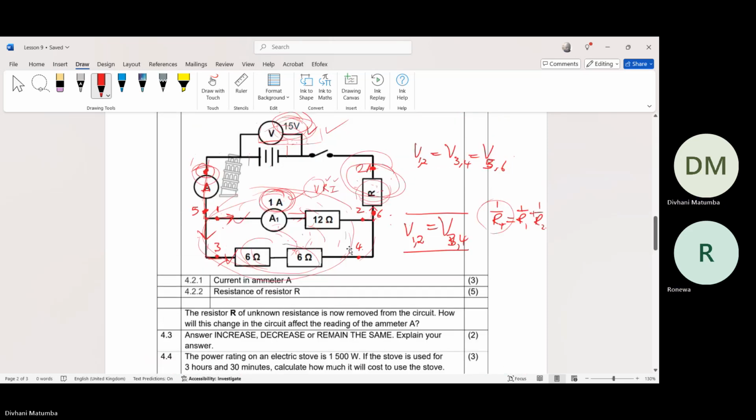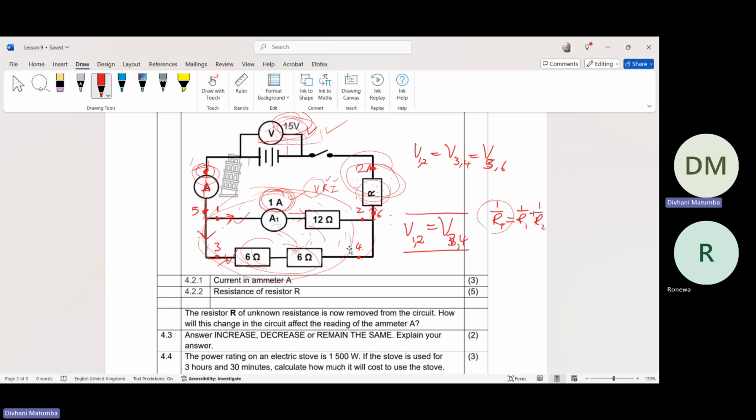I want to say it won't change. Okay, why? Because does the current not stay the same throughout the whole circuit regardless of the resistance? No.